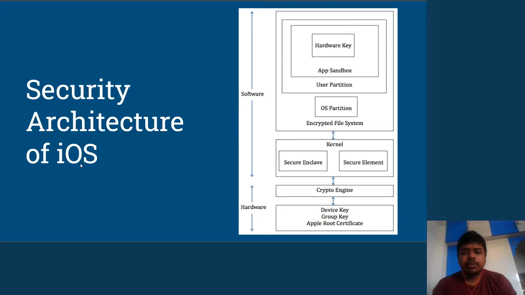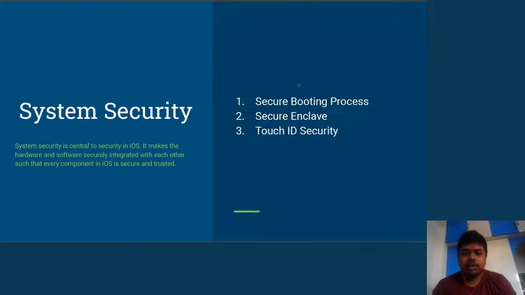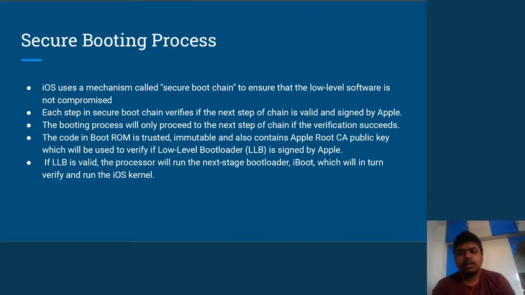Security architecture in iOS. This is a high level diagram of the security architecture and the components will be described in the further slides. System security is central to security in iOS. It makes hardware and software securely integrated with each other such that every component in iOS is secure and trusted.